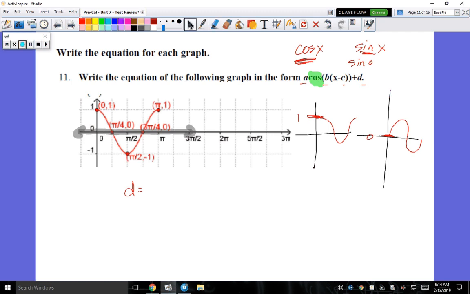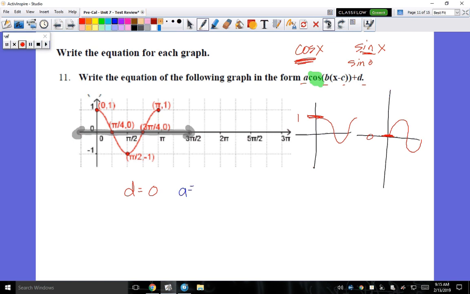And because this was not shifted up nor down, like a vertical translation or vertical shift, we know that D is going to be 0. The next letter that I would look at would be A, which is talking about the amplitude. So from this equilibrium line, if you will, to a maximum or to a minimum, we want to see what is the distance that covers. And in this case, it will be a -1.